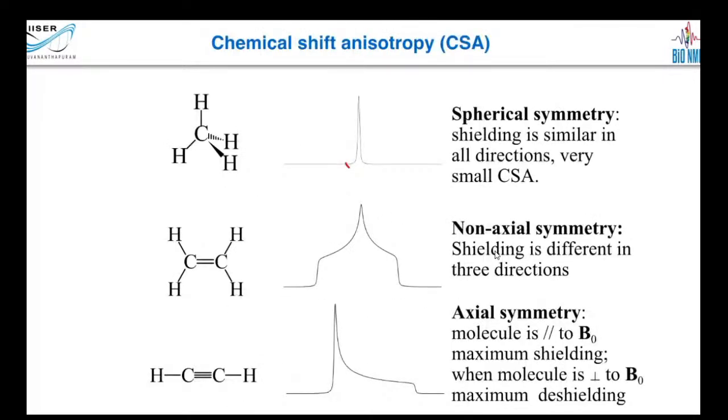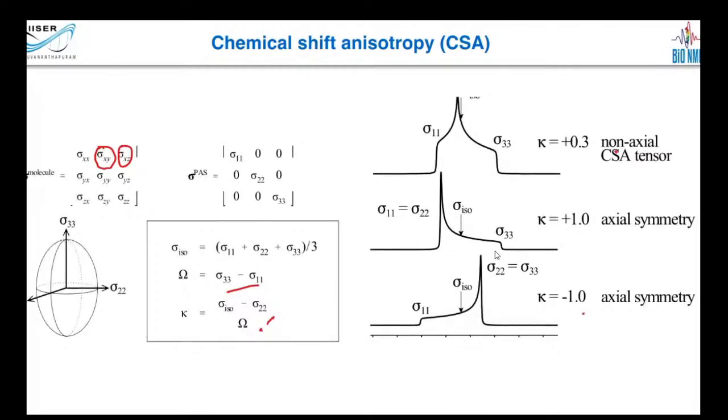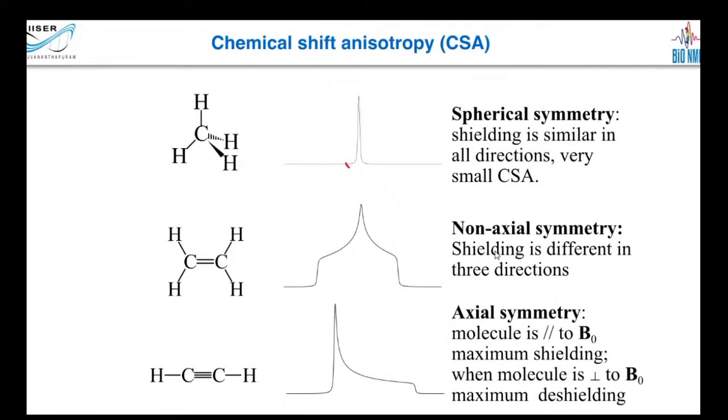If there is non-axial symmetry, that is, the shielding is different in three directions, because your sigma 11, sigma 22, and sigma 33 are different, you will get a peak like that. This is for the ethylene molecule. But if it is axially symmetric, where one axis is the same, then you will get a peak like this.